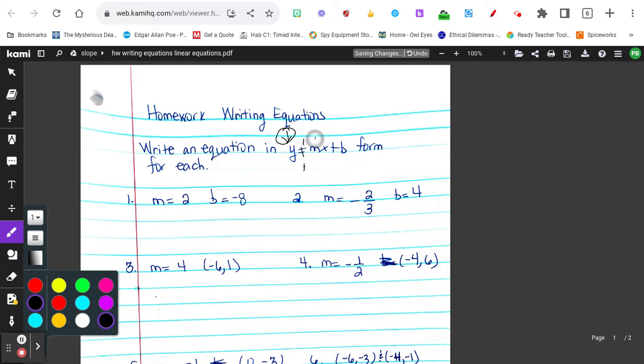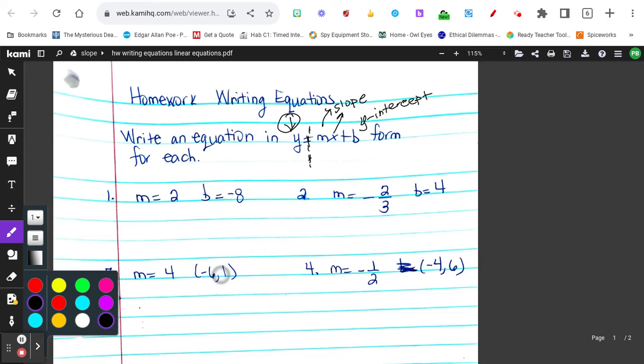mx plus b. M represents your slope. X is always attached to your slope. And then plus b, b represents your y-intercept. Okay. All right. The y-intercept is where your line will cross the y-axis, and we'll talk about that sometime this week. But all equations have to be written in this form: y equals mx plus b.